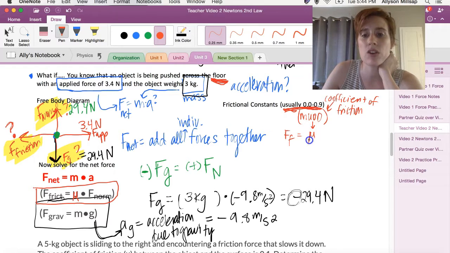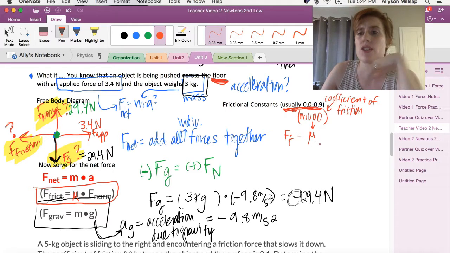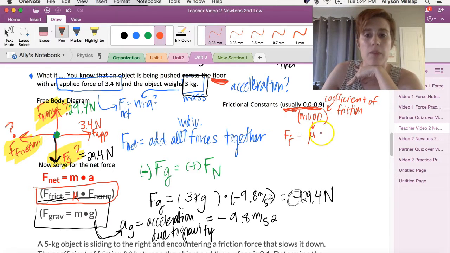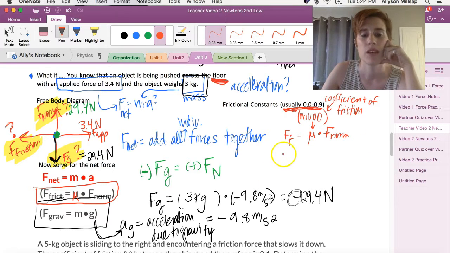This is a value that I will give you in a problem, or I'll ask you to solve for in a problem. And then it's going to be multiplied by, you can see down here, it says the normal force. So whatever your normal force was, it's going to be multiplied by that. So let's try that. Let's find our friction force. I'm going to give you the coefficient of friction. I'm going to give you mu.